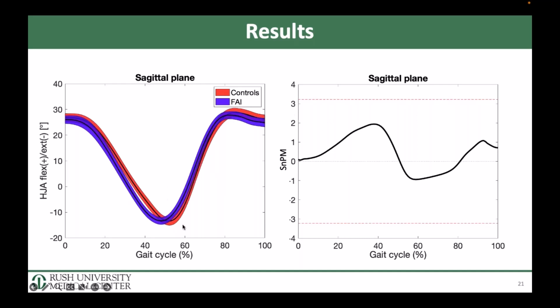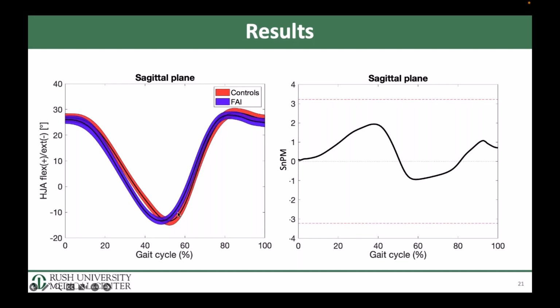So every graph will have on the x-axis the percentage of the motion task cycles. So in this case, we have the gait cycle. On the y-axis, there will be the biomechanical variable that was analyzed. In this case, we have sagittal plane hip joint angle, so flexion extension.